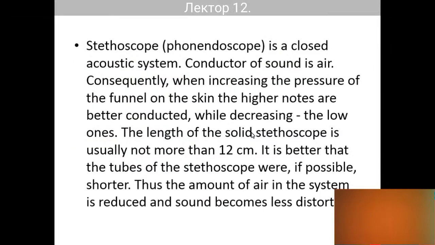The conductor of sound is air. Consequently, when increasing the pressure of the funnel on the skin, the high notes are better conducted while the lower ones are decreased. The length of a solid stethoscope is usually not more than 12 centimeters. It is better for the tubes of the phonendoscope to be as short as possible. Thus, the amount of air in the system is reduced and the sound becomes less distorted.